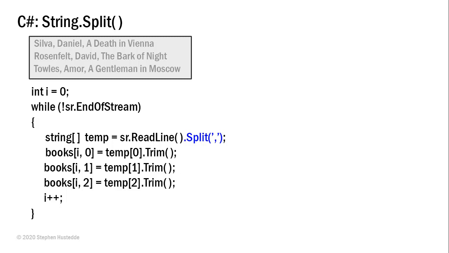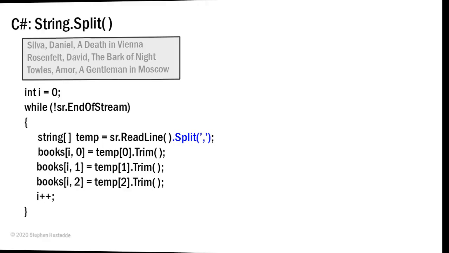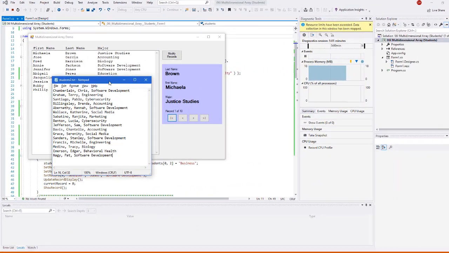Let's do this in our previous example from the last lesson with student data of first name, last name, and major. Let's read in that data from a text file rather than hard code in that data. And we'll use the split command to do that.